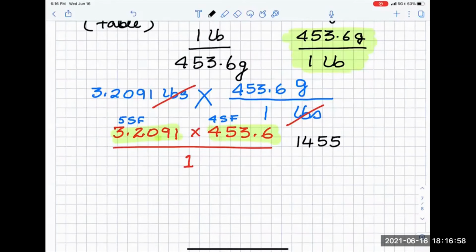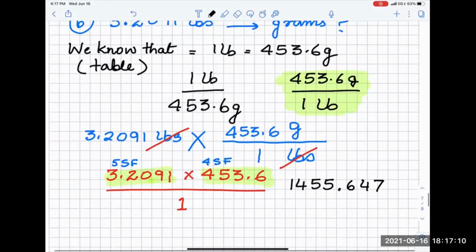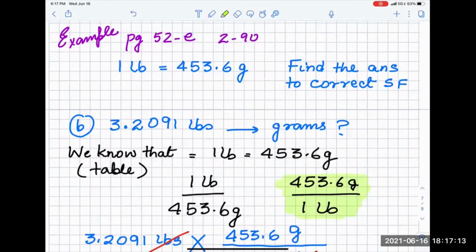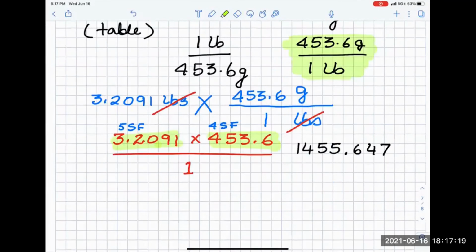1455.647. Okay, good. Now, according to the rules, because the question is very clearly asking to find the answer to the correct number of significant figures, the correct number in this case would be 4 significant figures, right? We need 4. So we need to keep this number, this number, this number, and this place also.